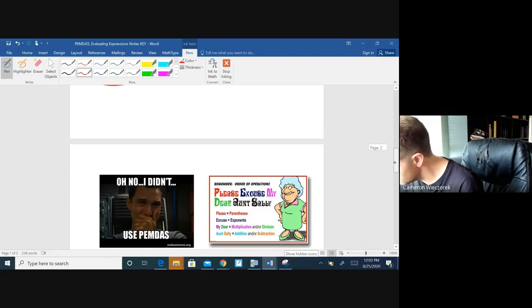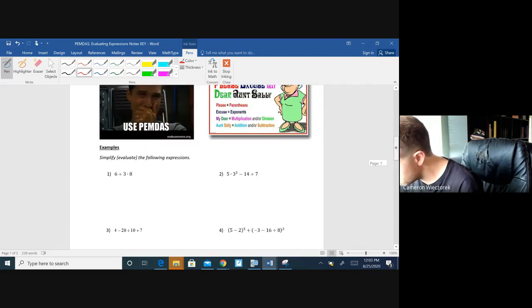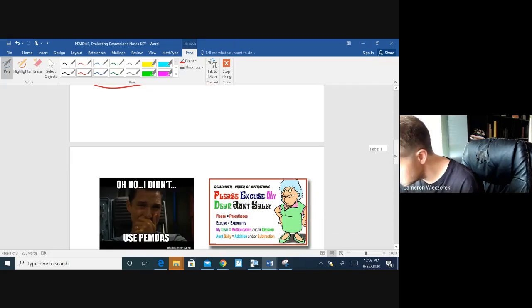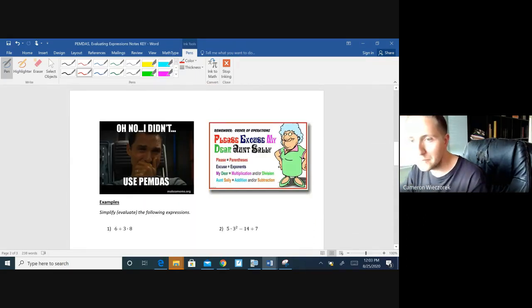And just a couple little math memes and jokes up here. This is someone who forgot to use PEMDAS, and they're very upset about it. That's actually Matthew McConaughey. If you have seen any of his movies, that's from Interstellar. And there's Aunt Sally. Please excuse my dear Aunt Sally. She's reminding you to use the order of operations.